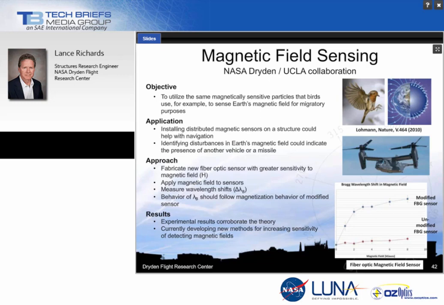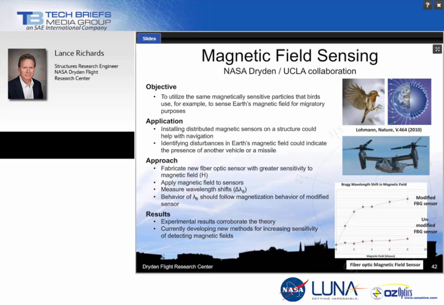Now, the big challenge here is sensitivity for people making these types of measurements, and so that is our holy grail if we can get the sensitivity increased. So we're looking for opportunities to continue to partner with others to help us with that, but we have been able to correlate well between our experimental and our theoretical results.